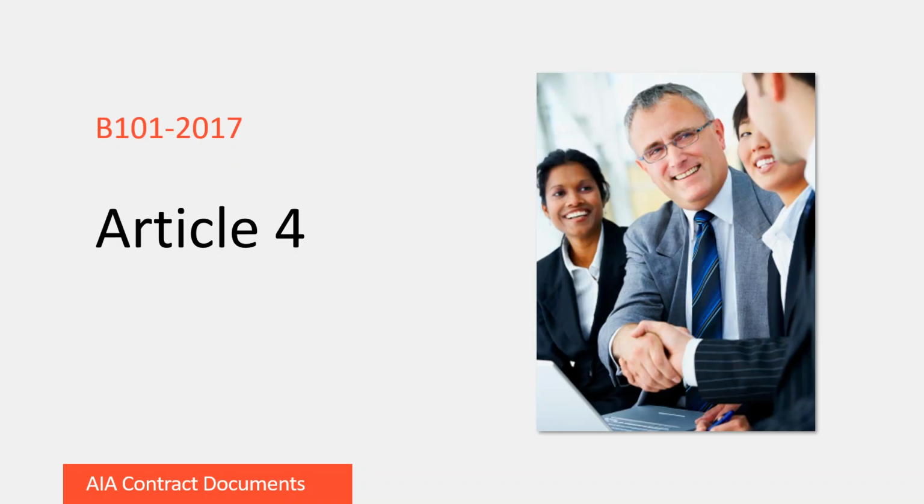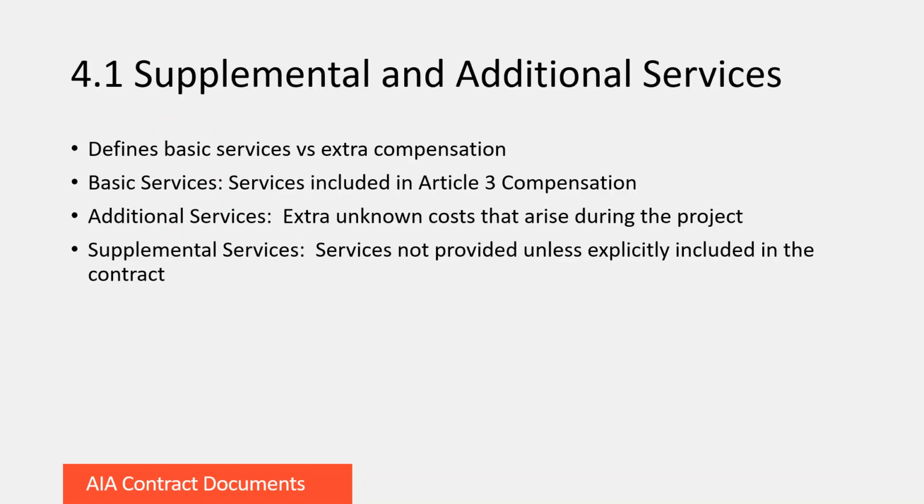In Article 4, we start looking at the different ways to define the architect's services. In Article 3, the architect's basic services are defined, and those are things that are included in the architect's basic compensation, the way it's defined in the agreement.